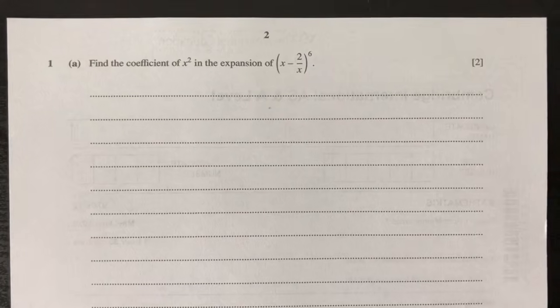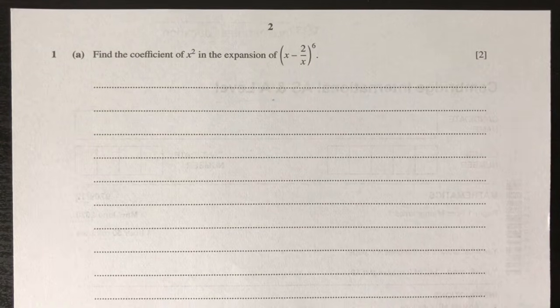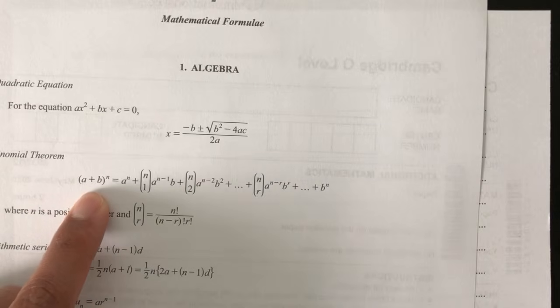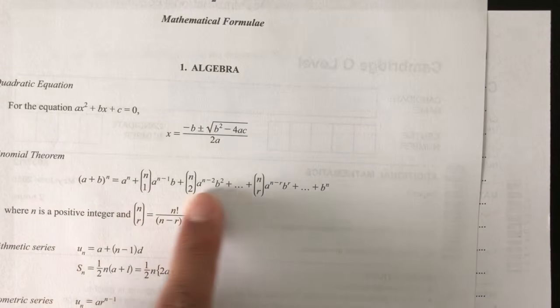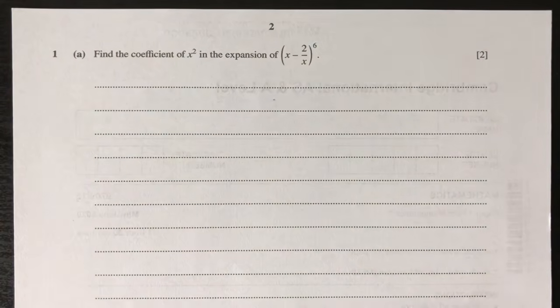So here, as you can see, it says to find the coefficient of x squared in the expansion of this function. Now, how do you expand this? As you can see in the formula, it will be just like a normal binomial expansion. I hope by now you know how to do this, so let's do this step by step.